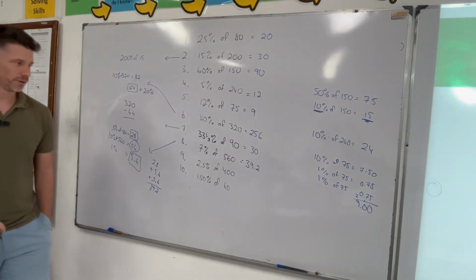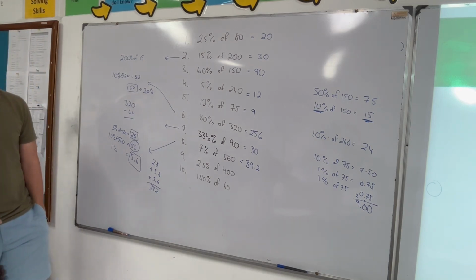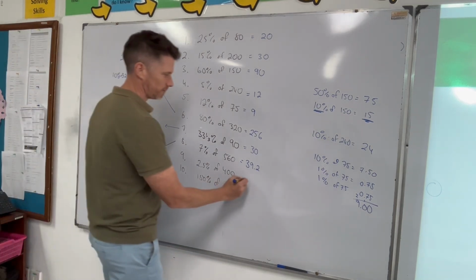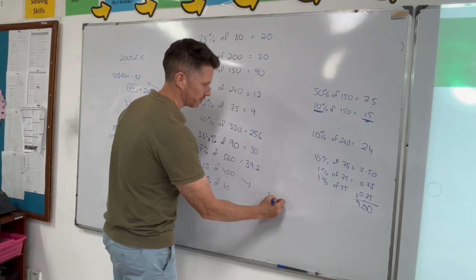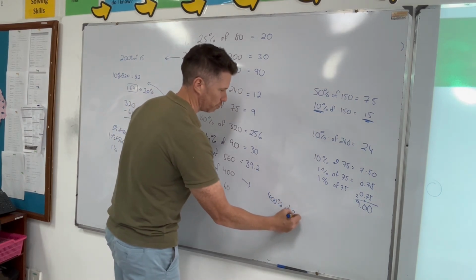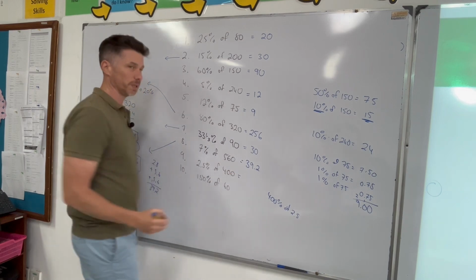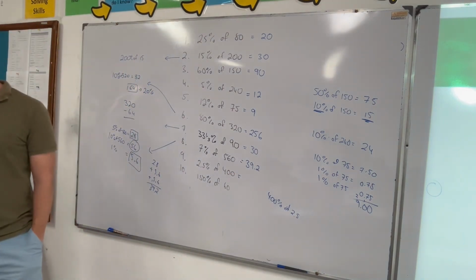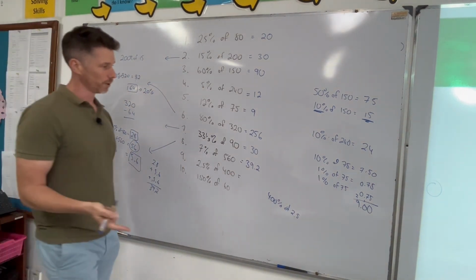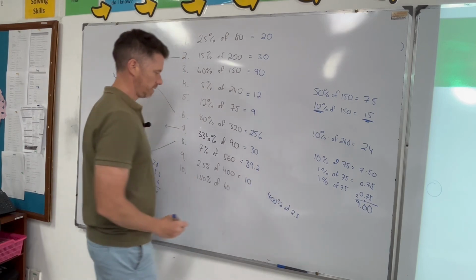2.5% of 400. That's one of the ones we can do the switcheroo, yeah. What is 400% of 2.5? So remember, 100% of 2.5 would be 2.5. So what do I multiply 2.5 by? By 4. So it is 10.